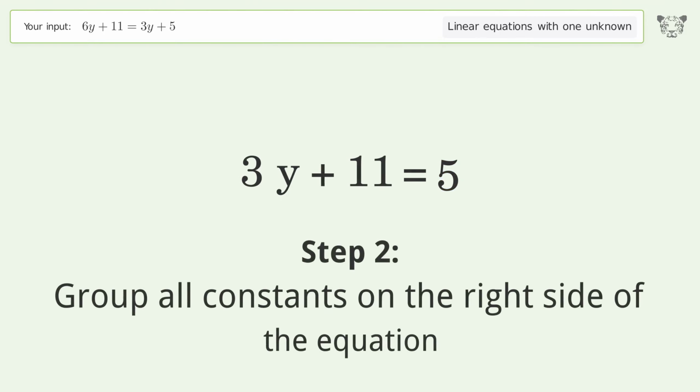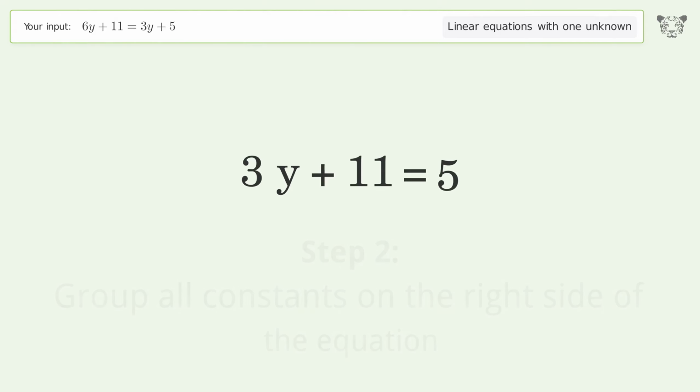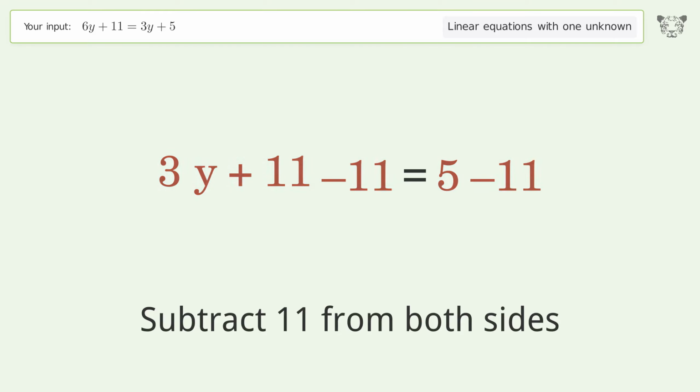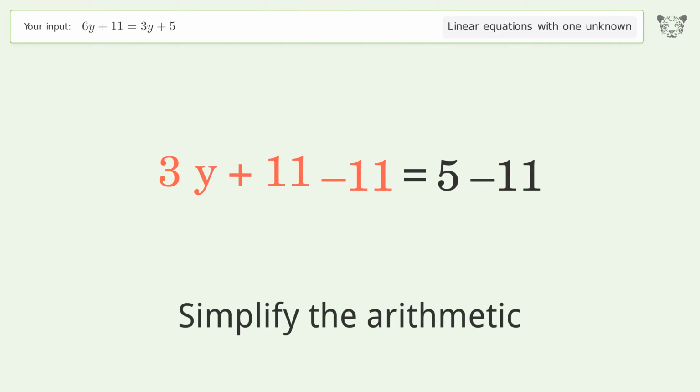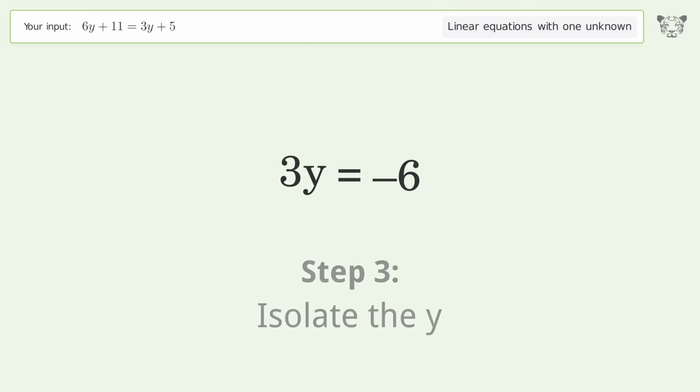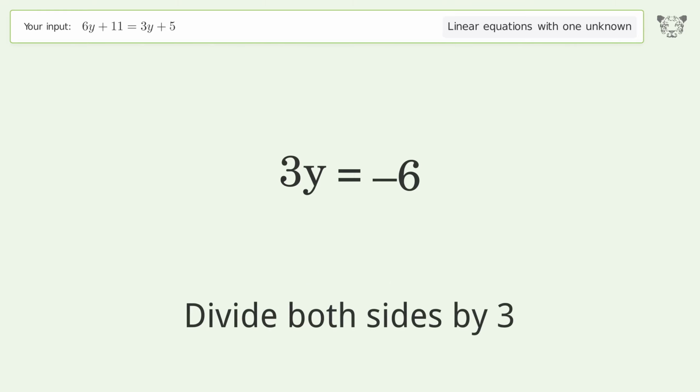Group all constants on the right side of the equation. Subtract 11 from both sides. Simplify the arithmetic. Isolate the y. Divide both sides by 3.